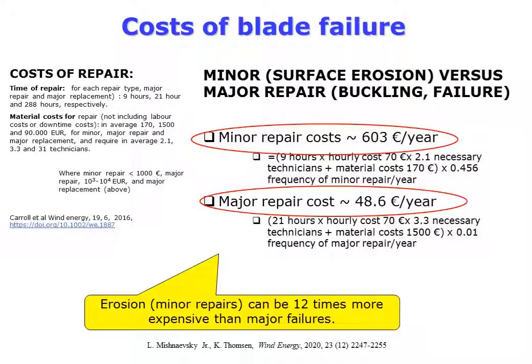But what about the cost contribution of minor damage on blades? In our earlier study, we evaluated the costs of minor damage versus the major failure costs. While major blade failures require much more repair time and more technicians, these events take place much more seldom. The estimation showed that minor damage on blades, typically erosion, cost 12 times more than the major repairs.